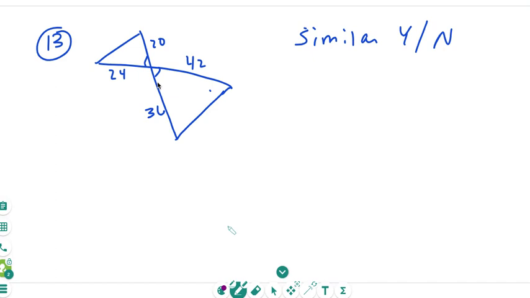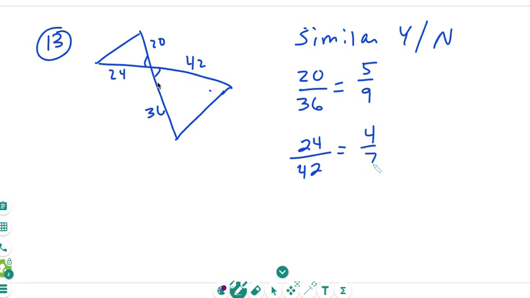If I have two sets of congruent angles, then they are similar, and they are similar by AA. All right, 13. We're looking at the same thing here. We have a set of congruent angles, but we need to see if the sides are proportional. So we're going to take the small side of the first and the small side of the second, and that reduces to 5/9 if you reduce by 4. And then we'll take the larger side of the first over the larger side of the second, and that reduces to 4/7. Because these scale factors are not identical, then no, it is not similar.